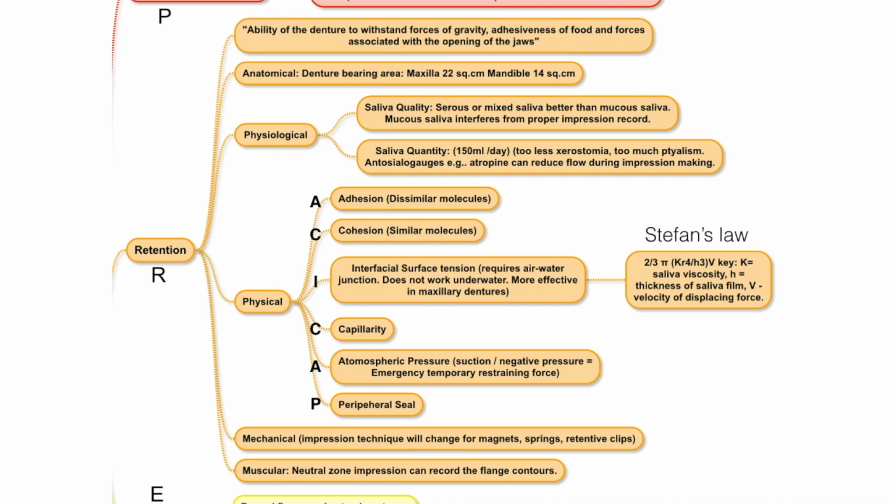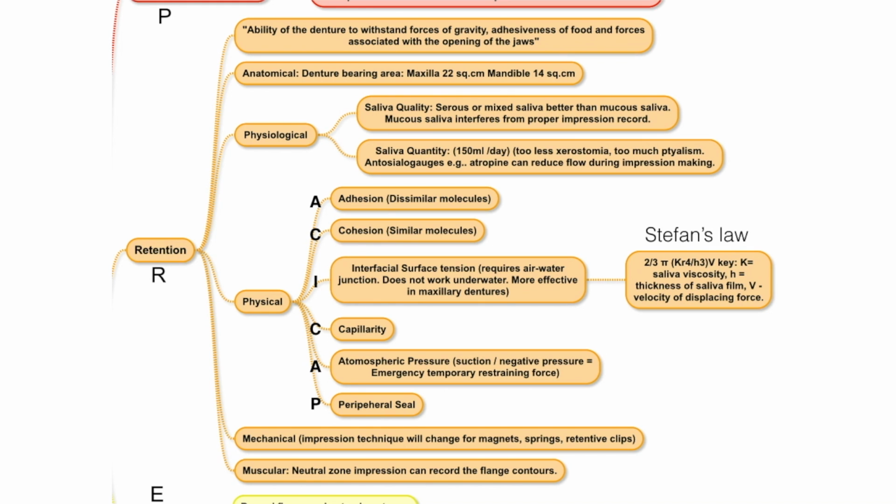Physical factors include adhesion, cohesion, interfacial surface tension, capillarity, atmospheric pressure, and peripheral seal. Adhesion is the attraction between dissimilar molecules between saliva and the denture base. Cohesion is within the saliva or within the tissues, and interfacial surface tension between the saliva and the air. And capillarity is the ability of the saliva to flow between the denture and produce a stickiness. And atmospheric pressure is the suction or the negative pressure created due to the peripheral seal. Whenever you pull the denture out, it produces a negative pressure.